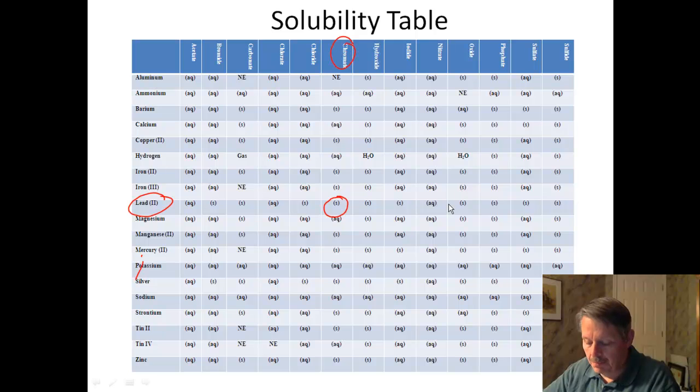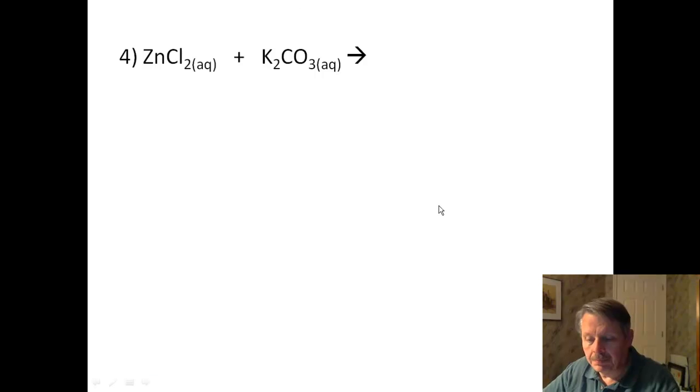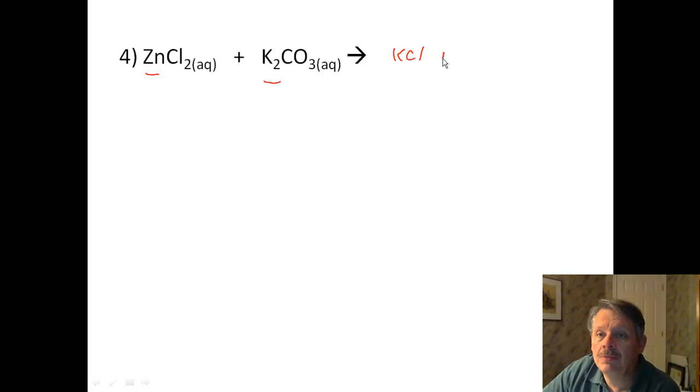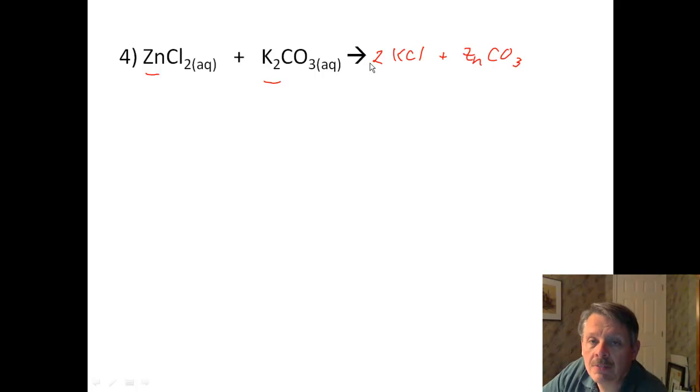All right. Let's look at number 4. The zinc and the potassium are going to switch. So I get KCl plus ZnCO3. And carbonate is -2, zinc is +2, chlorine is -1, potassium is +1. So they all cancel each other, but I notice that I have 2 potassiums on the left, I have to have 2 on the right. Also 2 chlorines, so that works out.